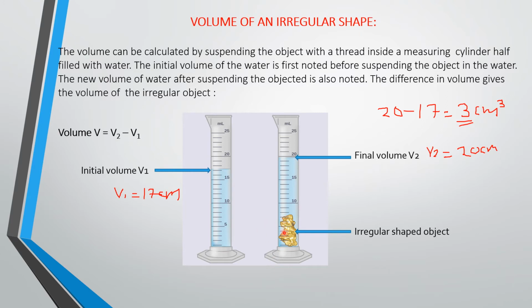Any shape that is not regular, this is how to find the volume, and this is the equation, right? It is final volume minus initial volume. That is how you find the volume of an irregular shape. So I hope this is quite simple.